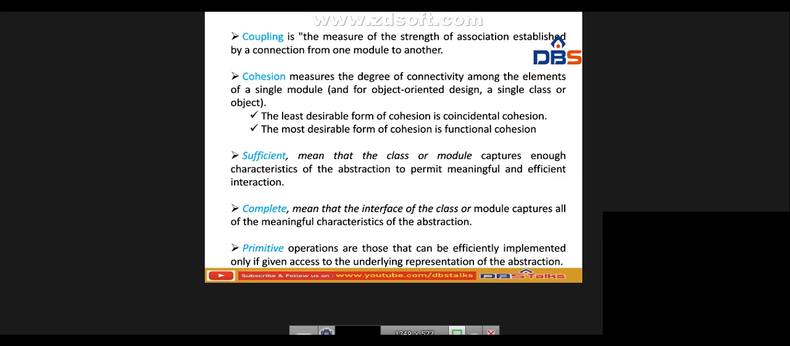So these are the five metrics. The first one is coupling, the second is cohesion, the third is sufficiency, the fourth is completeness, and the fifth is primitiveness.